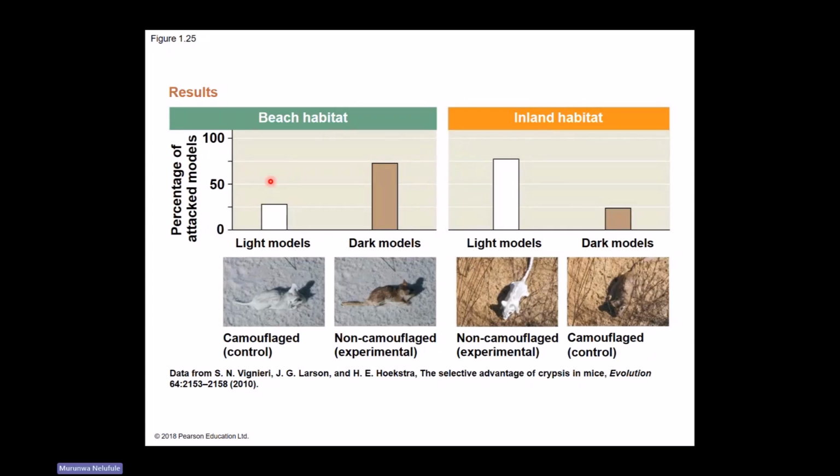Yeah, that is absolutely correct. So the dark mouse will be more attacked, or more visible, in the beach habitat, and the dark brown mouse is less visible when in the inland habitat, and the white mouse will be more attacked when in the light models. All right, thank you for that.